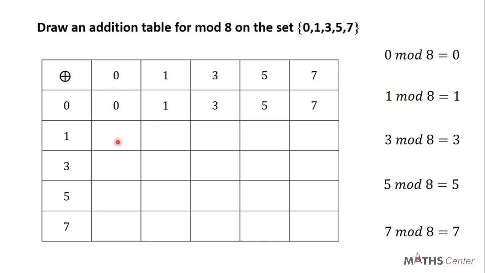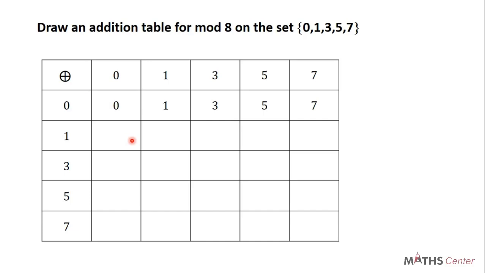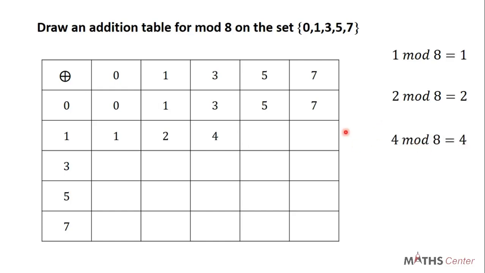We move on to the next row. 1 plus 0 is 1. 1 in mode 8 is 1. 1 plus 1 is 2. 2 in mode 8 is 2. 1 plus 3 is 4. 4 in mode 8 is 4. 1 plus 5 is 6. 6 in mode 8 is 6. 1 plus 7 is 8. 8 in mode 8 is 0.